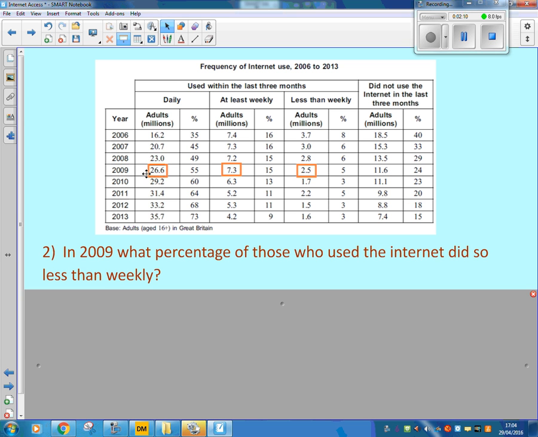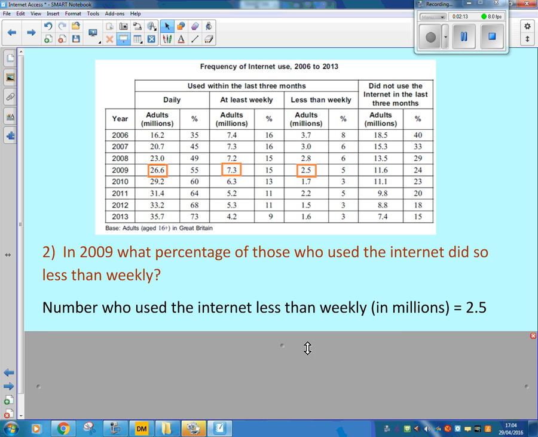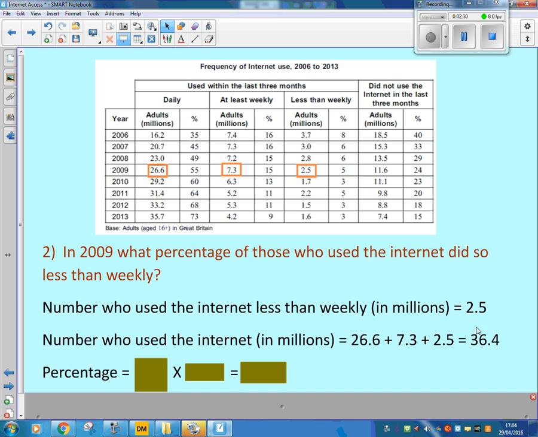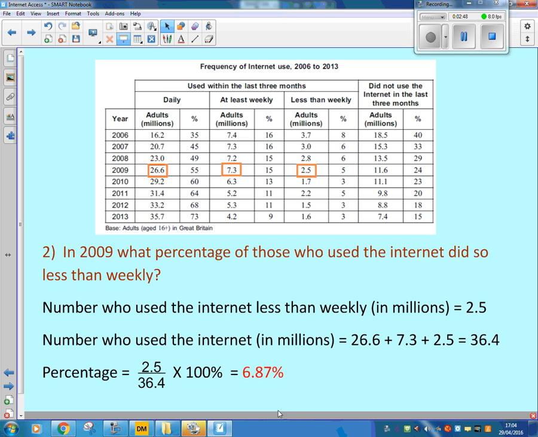So this total in 2009 comes to 26.6, 7.3 and 2.5, that's 36.4. And of those, 2.5 million were those who used the internet less than weekly. So our percentage this time is 2.5 over 36.4, multiply it by 100%, and I want my answer to 3 significant figures. If they don't say the number of significant figures, I will always give it to 3 significant figures, so it's going to be 6.87%. Don't round it off any more than that.